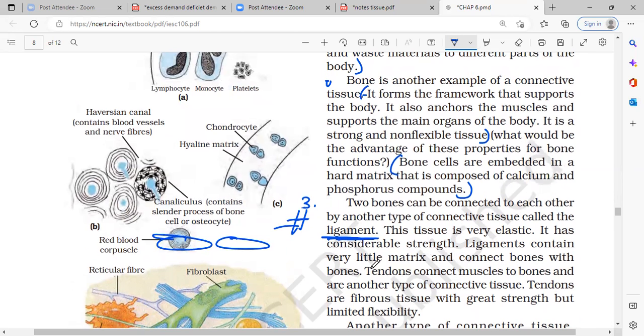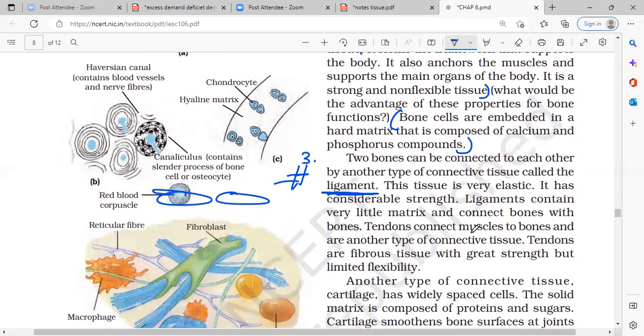Okay, clear? Then tendons. What are tendons? Tendons connect muscles to bones. See, when two bones are connected, it is known as a ligament. When one bone and one muscle are connected, that is known as a tendon. Tendons are fibrous tissues with great strength but limited flexibility.